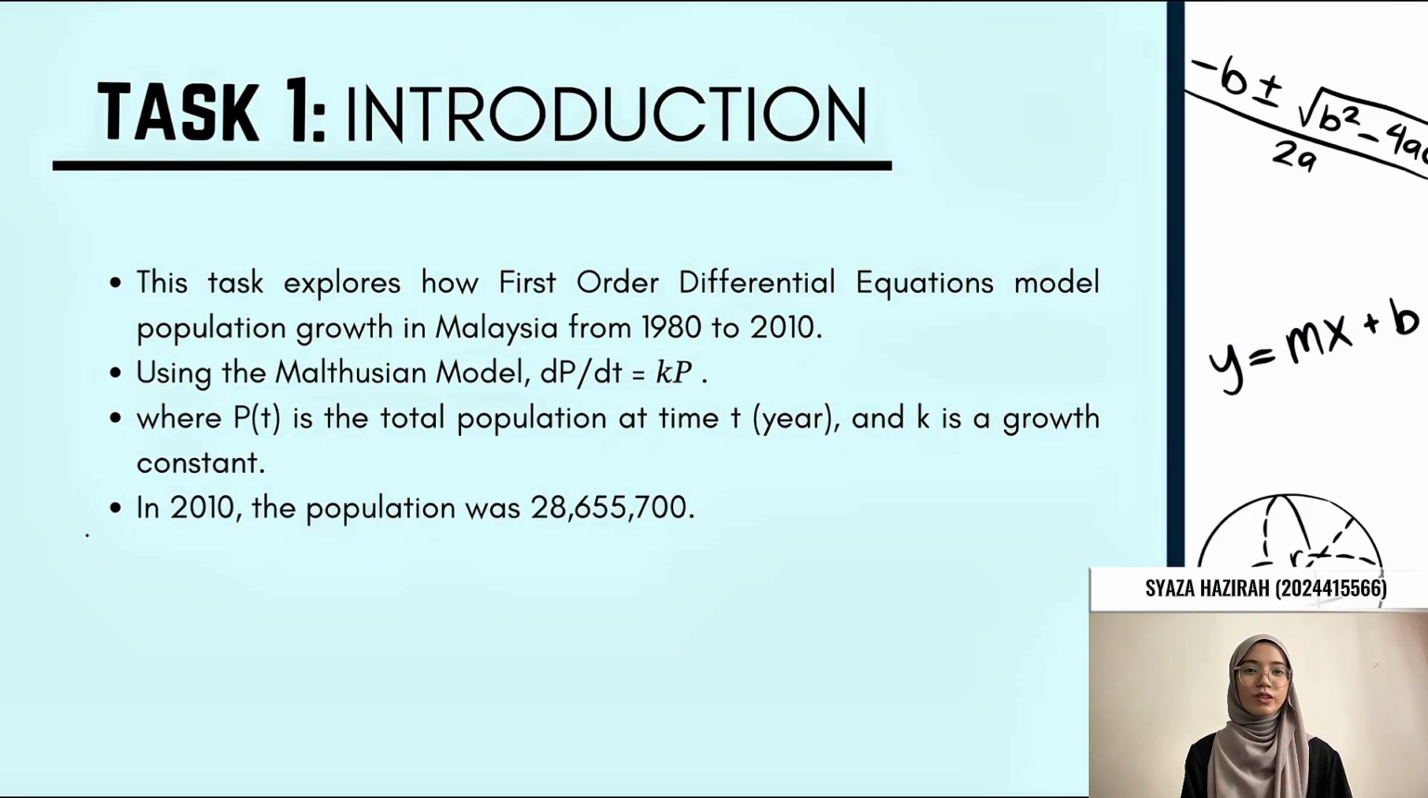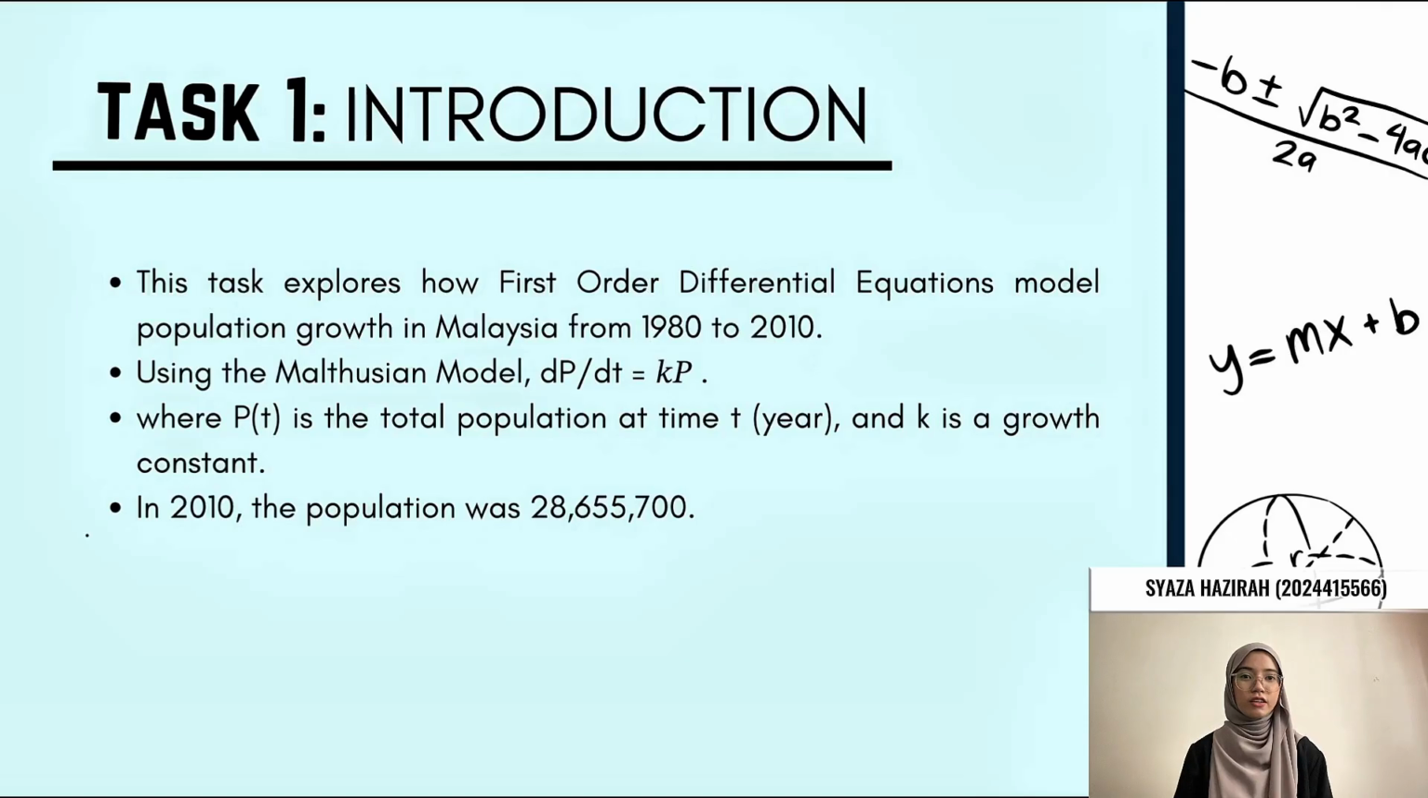For task 1, we focus on applying the first order differential equation to model population growth in Malaysia from 1980 to 2010. We use the Malthusian model, which is based on the equation dP/dt equals kP, where P represents the population and k is a constant that describes the growth rate. This model assumes that the rate of change of population is proportional to the current population.